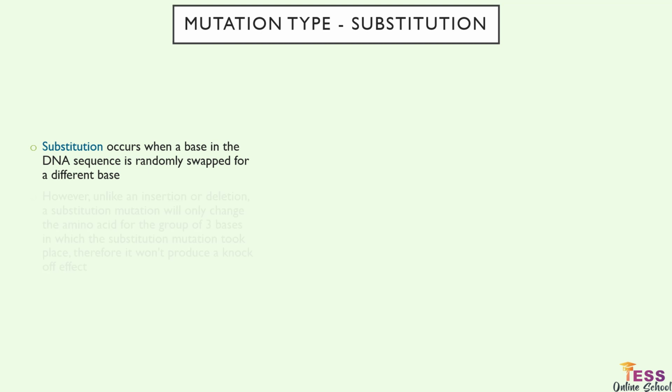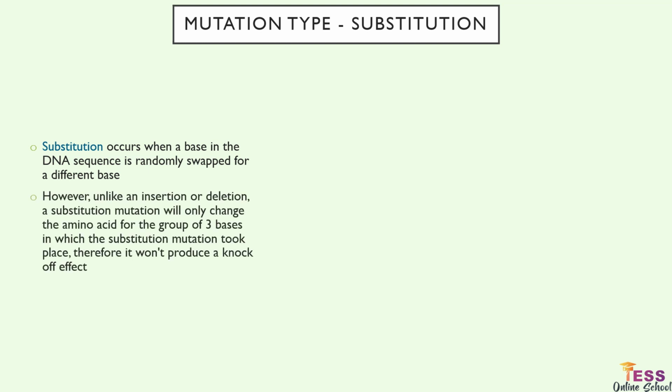Thirdly, we will go through substitution. Substitution occurs when a base in the DNA sequence is randomly swapped for a different base and therefore substituted. However, unlike an insertion or deletion, a substitution mutation will only change the amino acid for the group of 3 bases in which the substitution mutation took place. Therefore, it won't produce a knock-on effect. This is because there is no frame shift as the position of the triplet codes does not change.